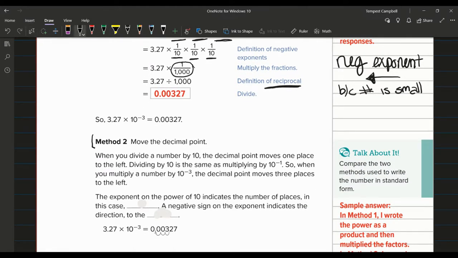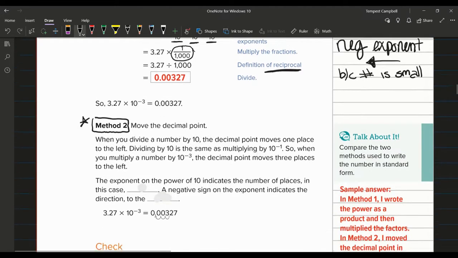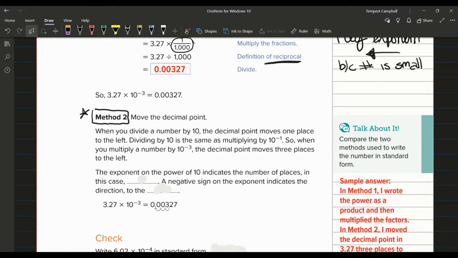And method 2, like I say, method 2 is my preferred method because I like to move the decimal. But method 1 shows us the math behind it. So if you like method 1, go ahead, do method 1. If it makes sense to you, do it. If you feel like method 2 works for you, do method 2.